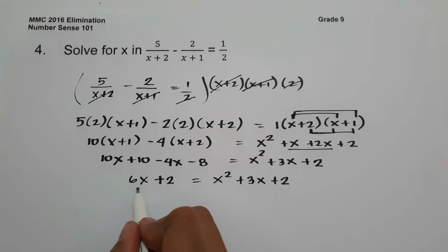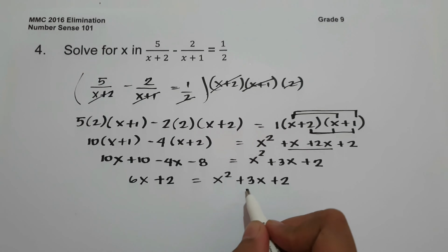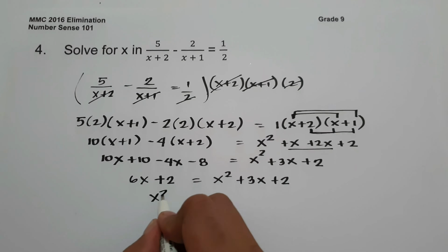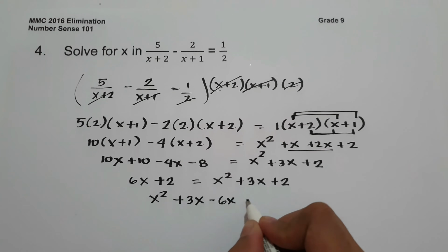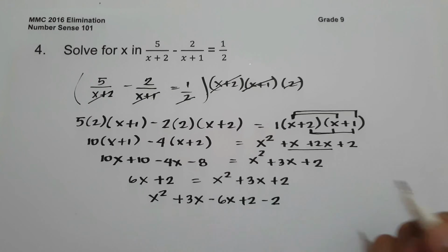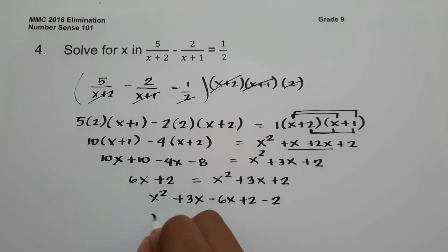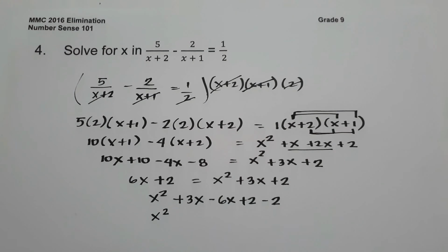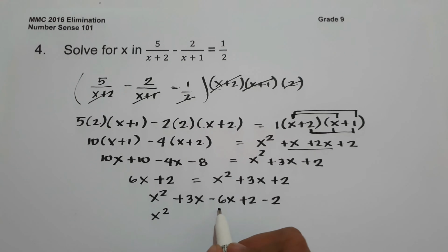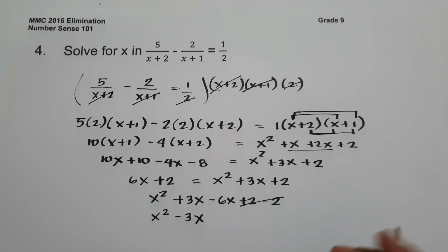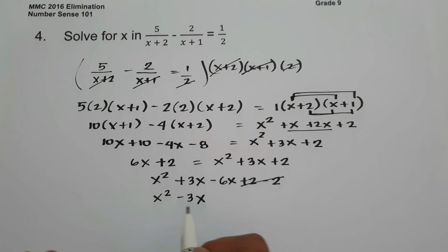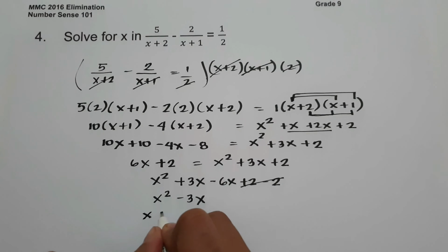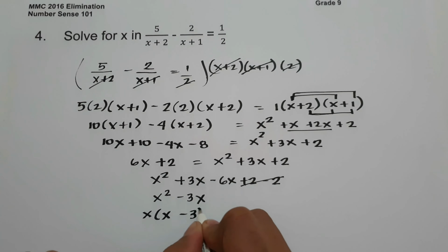And we are going to move 6x plus 2 to the side of x squared plus 3x plus 2. That is x squared plus 3x minus 6x plus 2 minus 2. So we are going to have x squared, 3x minus 6x, that is negative 3x, and we are going to cancel this one. So to find the value of x, we are going to find the factors of x squared minus 3x, and that is x and x minus 3.